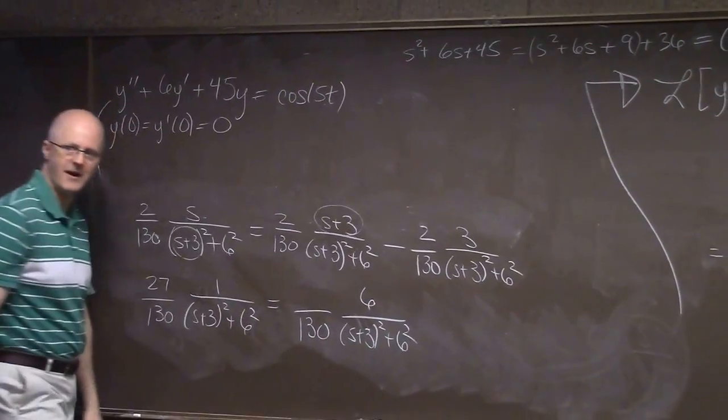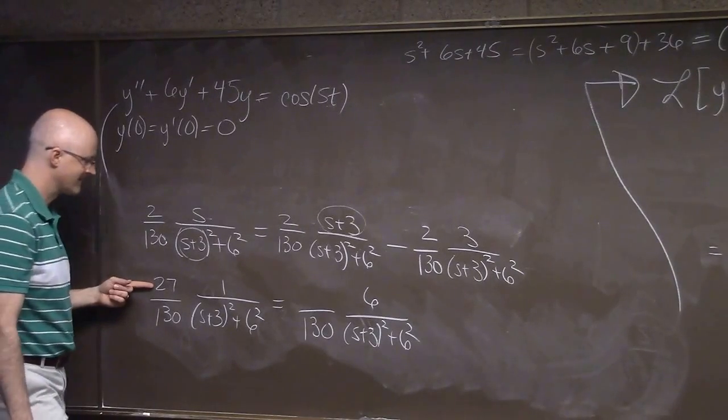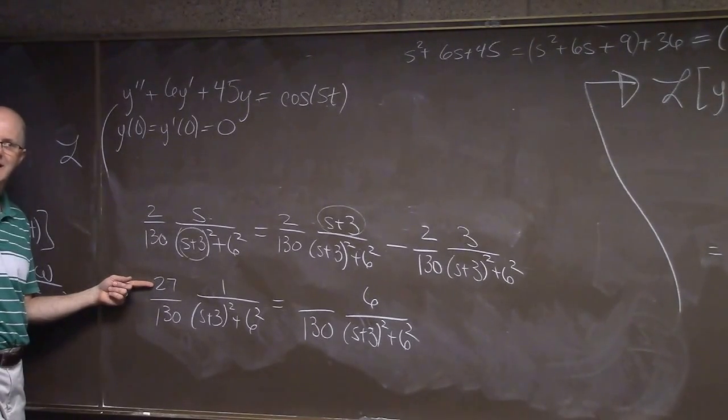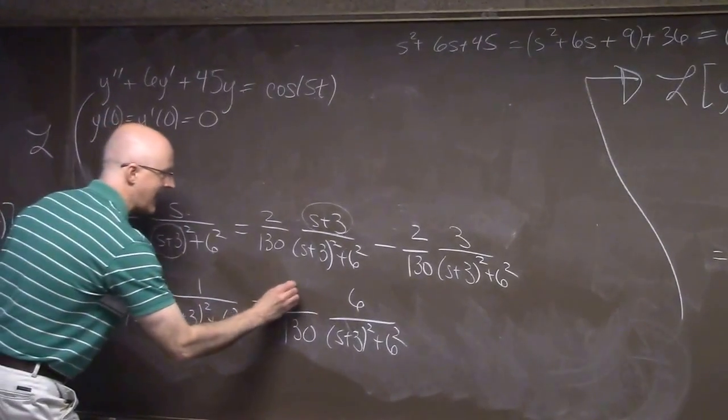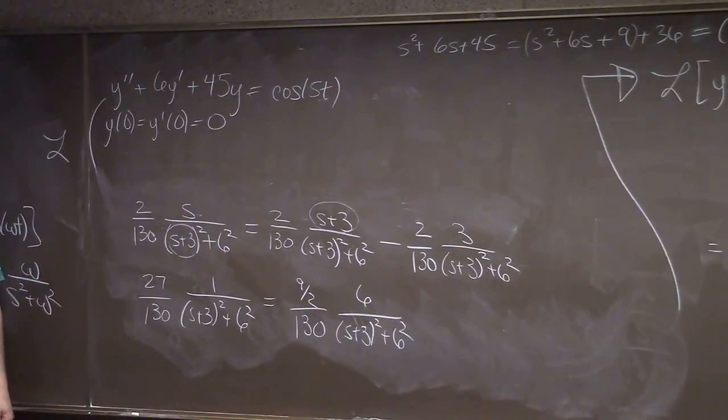I want a 6 to be there, but I've got to compensate. 27 is 6 times what? 4.5. Right? Put a 9/2 here. Crazy, huh?